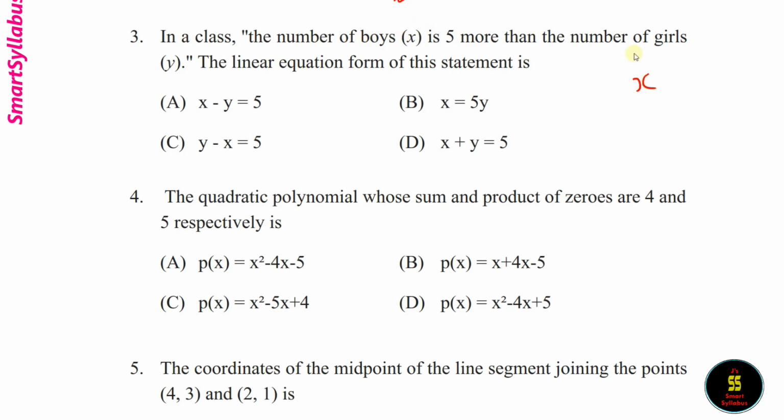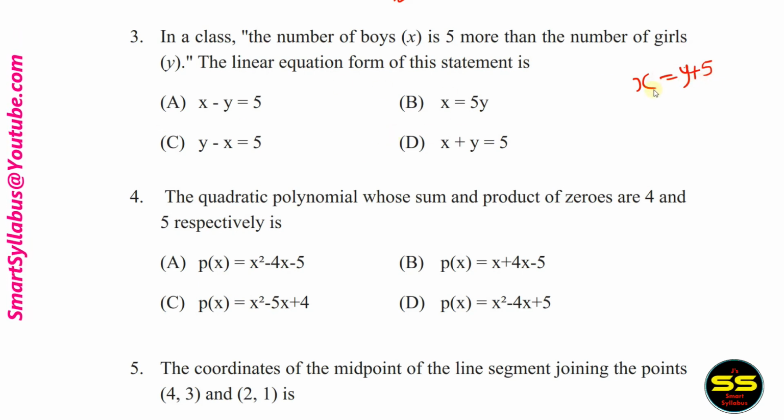The number of boys, that is x, is 5 more than... more, in the sense, definitely we get a plus sign. Is 5 more than the number of girls, which is represented by y, so it's going to be y. It means this is the required equation: x is equal to y plus 5. Just check in these 4 options, do we have such an equation? As we can see here, it's definitely a wrong option because 5 and y do not have a plus sign in between, so this is a wrong answer.